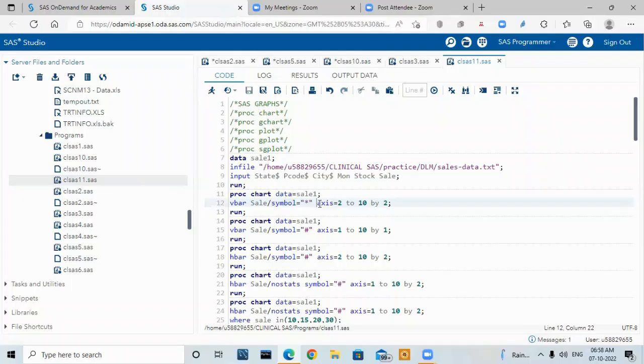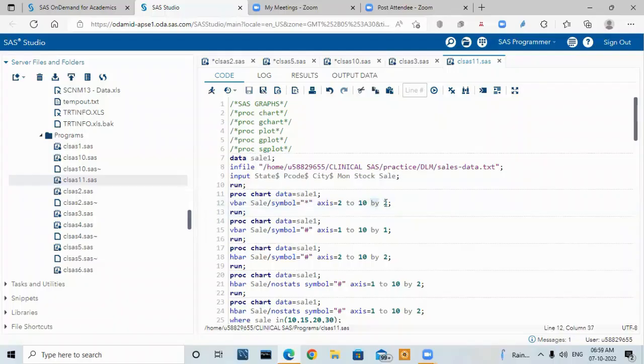In this, one of the axes is already mentioned by the sale. For example, the sale value will be taken on the x-axis. On the y-axis, we are giving the axis from 2 to 10. Understood? The values we want to give from 2 to 10 on the y-axis. So what do you mean by 2 to 10? Each reading, first value starting with 2, and 2 to 10 by 2 means what?